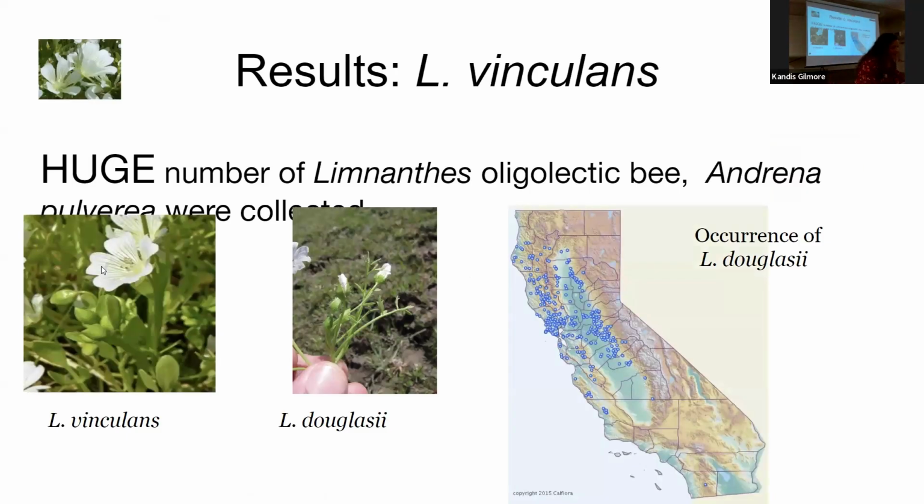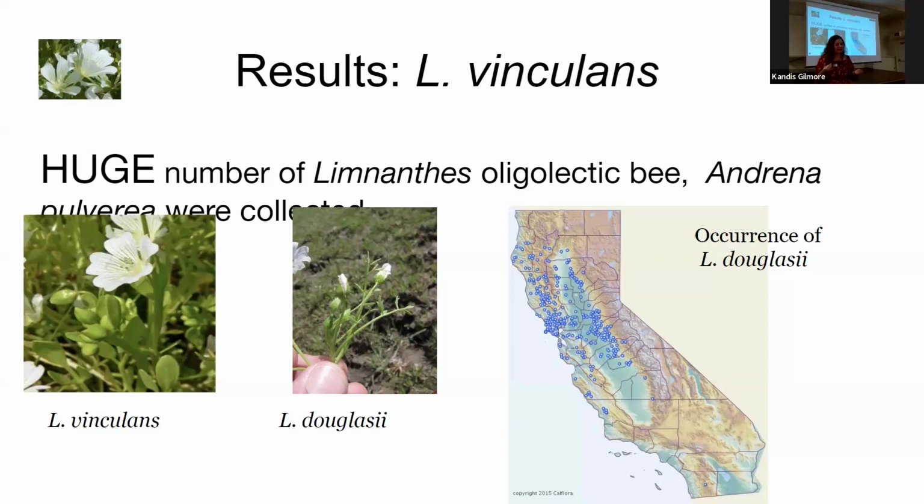But for meadowfoam, there was a huge number of the oligolectic bee, like 1,200 individuals, especially in the pan traps, which were very effective at catching them. And I was thinking, well, how could this be?